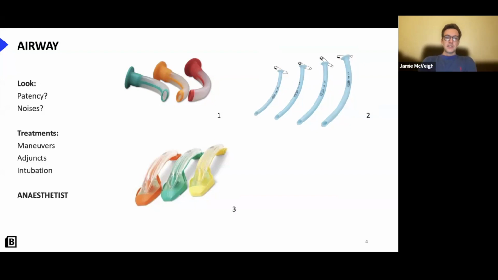All right. And then intubation, as I said, that will be with an endotracheal tube, but can also be with an i-gel there, number 3. And that's obviously done by an anaesthetist. So if there's anything wrong with the airway, you need to put a peri-arrest call out, or fast bleep the anaesthetist, because they need to be there as soon as possible.